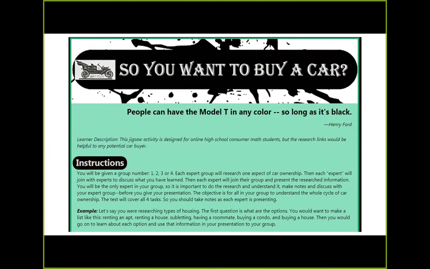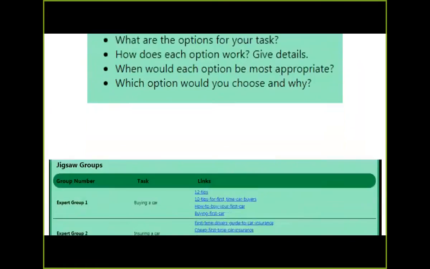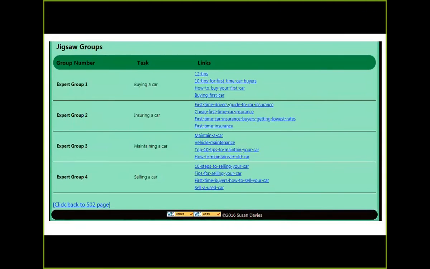This is a jigsaw activity for high school consumer math students. Each student is broken into one of 4 groups. Each expert group researches one aspect of car ownership using guiding questions as well as website links. When they finish their research, they report back to the entire class. This is an example of inquiry-based learning with peer collaboration in a real-life context.